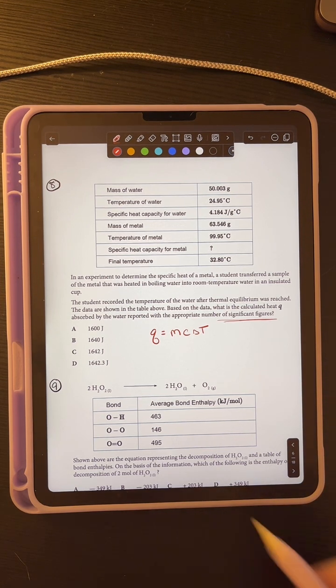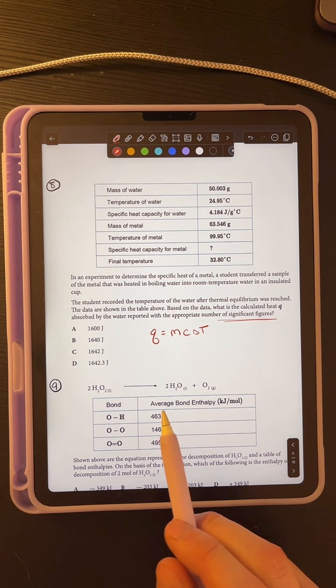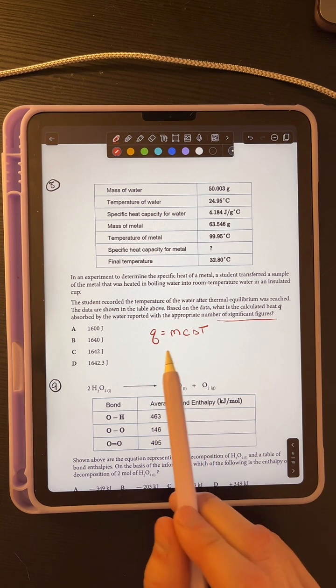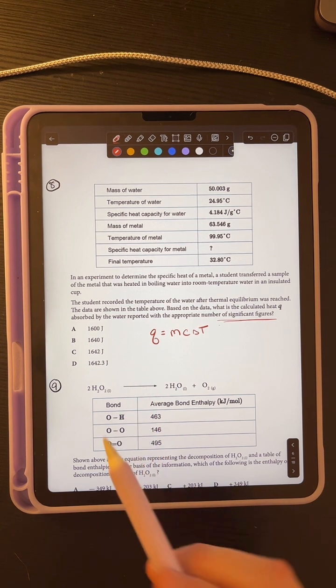You know what I just realized? I've been doing this for so long, and I just realized that Q equals MCAT, people use this equation on the MCATs. I'm sorry, that's just so funny to me.